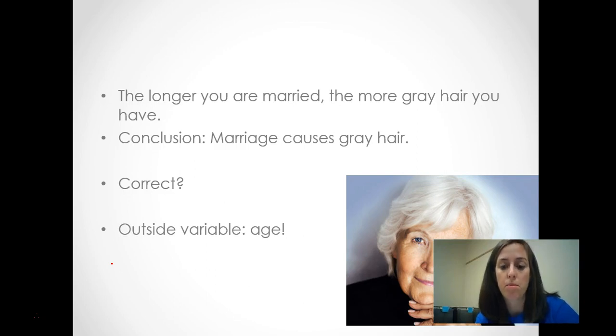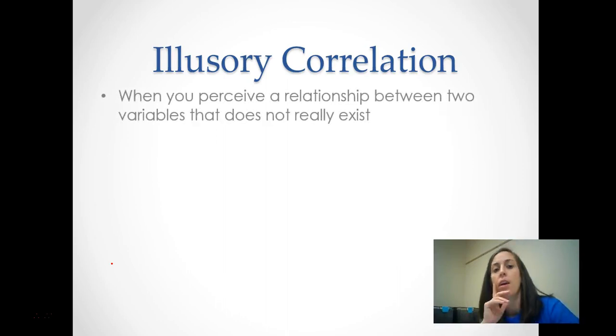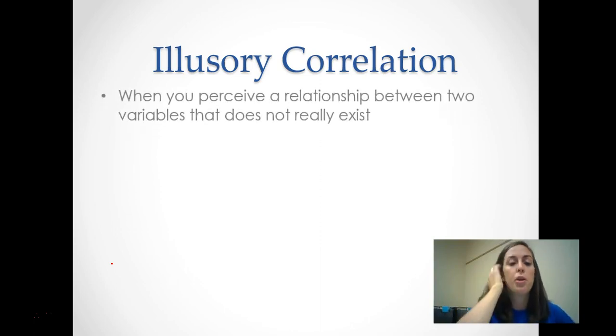Alright, and then the last idea here is this word called an illusory correlation. It's kind of an illusion: you think that there's a relationship between the two, but you haven't done a study on it, so you don't really know. So when you perceive a relationship between two variables that does not really exist. Any ideas? Usually superstitions. Like, if I wear these socks, I'm going to play well. Right? There's no data on that. You just think there's a relationship between those two.